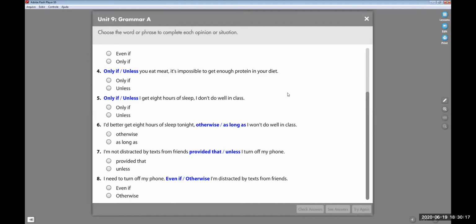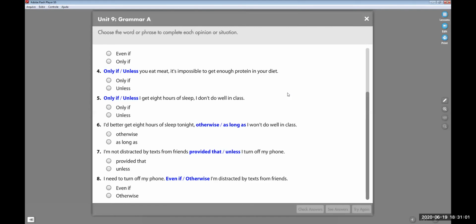And what about number 7? I'm not distracted by texts from friends, provided that I turn off my phone. What do you think about this, Mr. Jobert? Do you feel the same? Yes, I do, but I don't think texts from friends can distract us. Distract you, right? Distract me, yes. There are some people who get distracted. Yes, it depends on the person, because if you are distracted easily... Okay, I got it. Thank you.